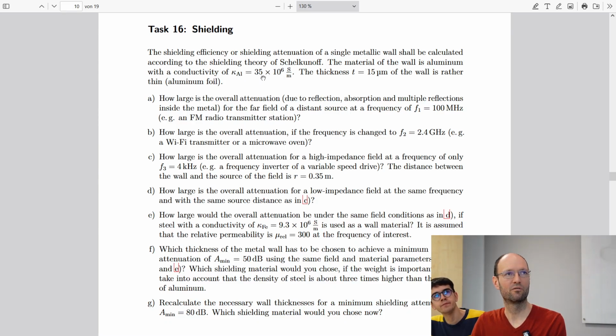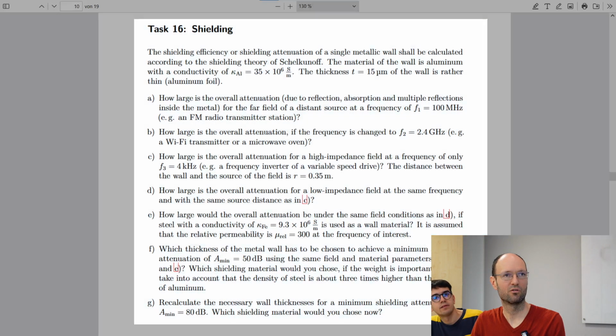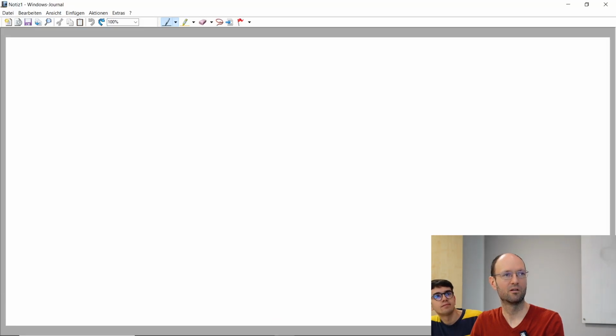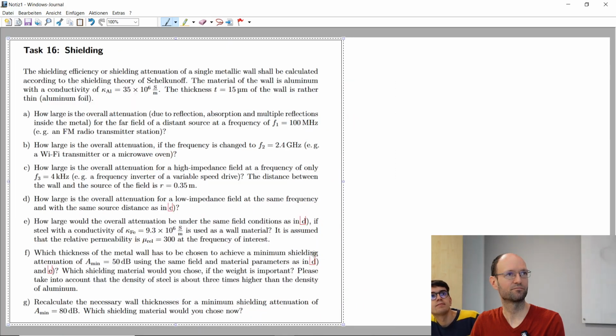The conductivity of aluminum is given here, and the thickness is also given, 50 micrometers. It's already written here, this is aluminum foil, like aluminum foil that you could buy in many department stores. Now we have several tasks to calculate the shielding efficiency of this foil in the near field, in the far field, against some electric field, near field, magnetic near field, and so on and so on.